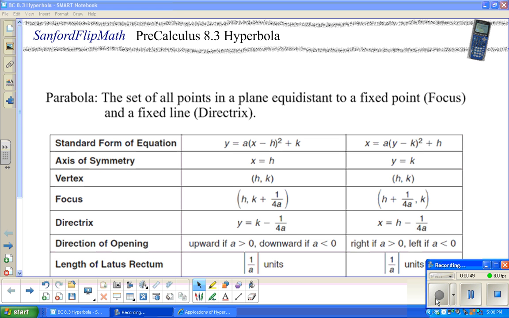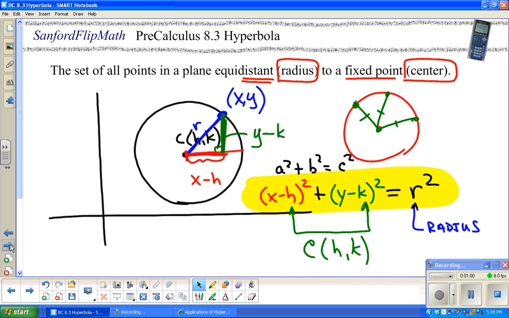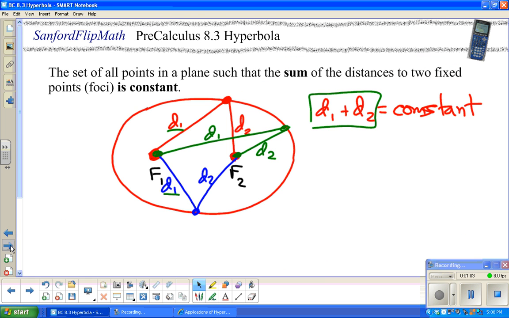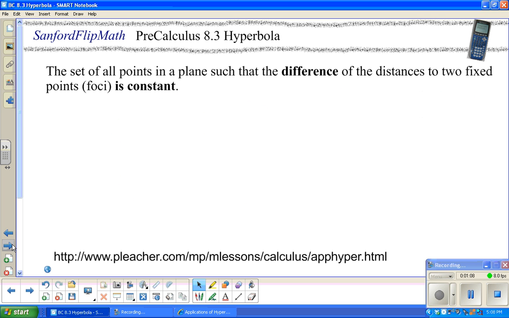I just want to remind you again, when we're talking about geometric definitions, they all sound like the set of all points in a plane, blah, blah, blah, and the rest of it's about distances. So equidistant to a fixed point and a fixed line for a parabola, equidistant to a fixed point called the center for a circle, such that the sum of the distance to two fixed points is constant for an ellipse. And then here we are talking about the hyperbola. We're still talking about two distinct points like we did for the ellipse, but instead of the sum, it's different, and it ends up being amazingly different in terms of how the thing actually ends up looking.